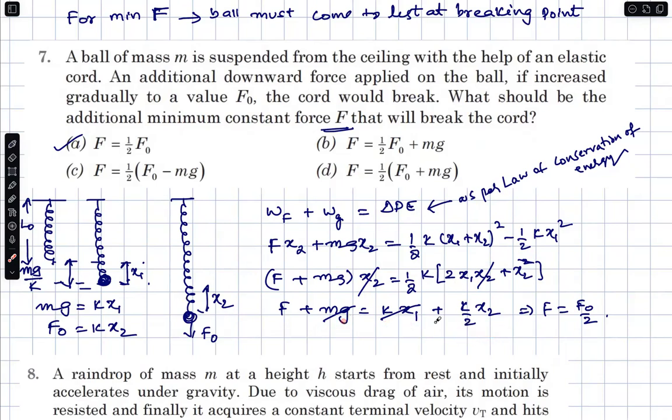Bhaiya, mg or kx1 is the same. Cancel. So F is k by 2 x2. But I know kx2. Where do I know kx2? Here I know kx2. And that is nothing but f0 by 2.